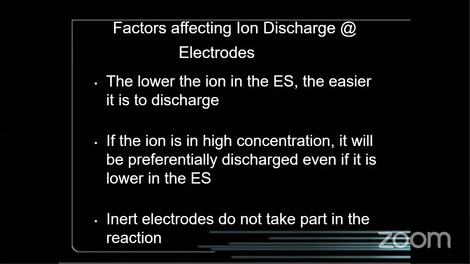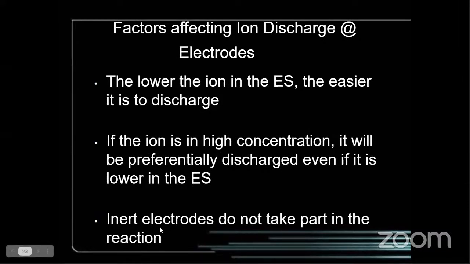the anion side, what will happen? There's a special case that I'm going to talk about that goes against this. But especially on the anion side, high concentration means that the ion that is in higher concentration will tend to be preferentially discharged, even if it is lower in the electrochemical series.